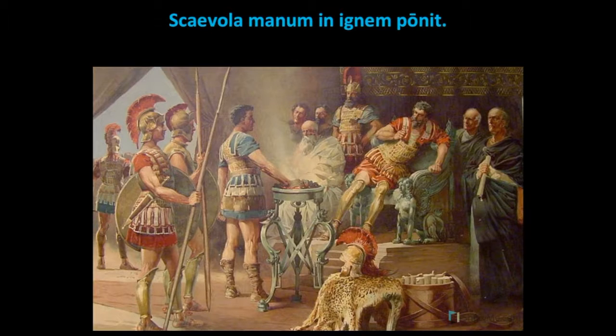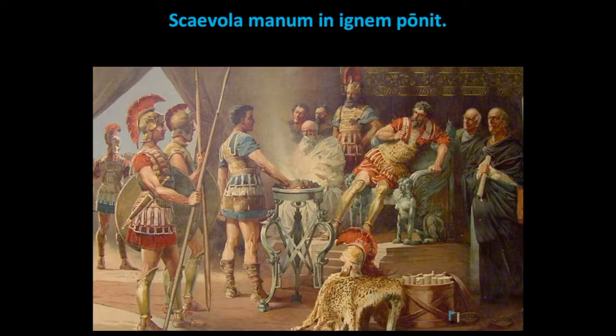Gaius Mucius Scaevola was an early Roman hero who, when he was captured by the enemy, displayed his strength and fortitude by placing his right hand, his dominant hand, into a fire. And as he did so, he told the enemy king that the physical body means nothing to a man who has his eyes set on great glory. So, Scaevola manum in ignem ponet. Scaevola places his hand into the fire. Okay, and that sentence structure is easy enough.